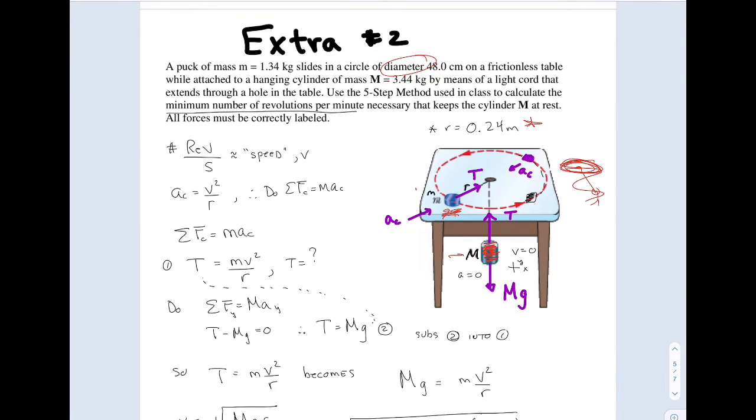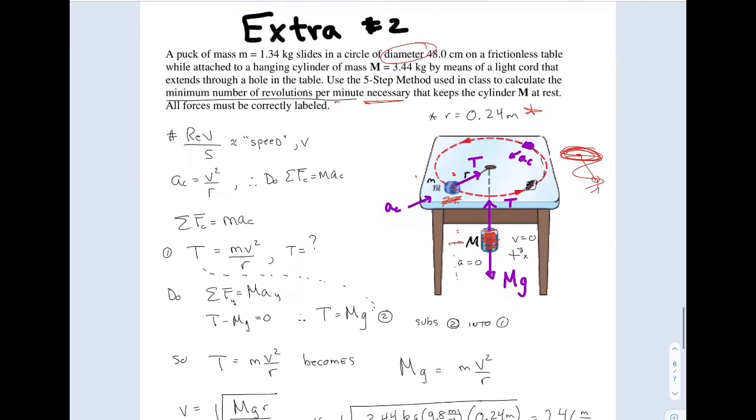cylinder at rest. So if this thing slowed down, let's say if there was friction, there's not friction, but if it slowed down, then it wouldn't be moving fast enough to provide the tension force. So this large mass would fall to the floor. So I want to find the minimum number of revolutions per minute that this thing has to have, so it keeps enough tension for the large mass not to fall.